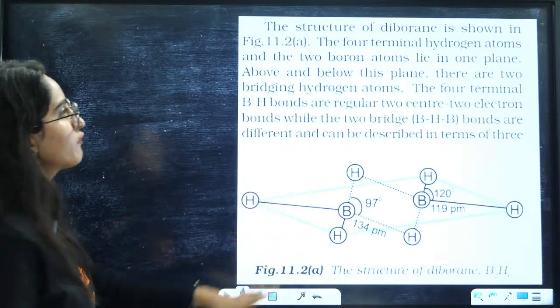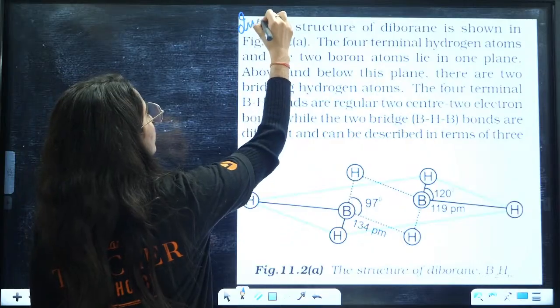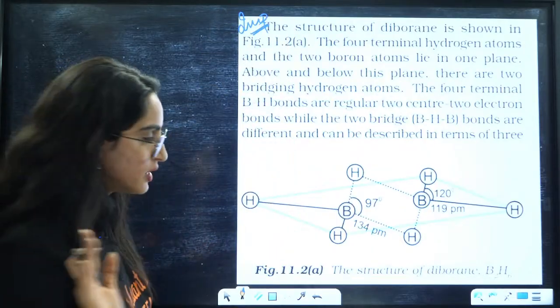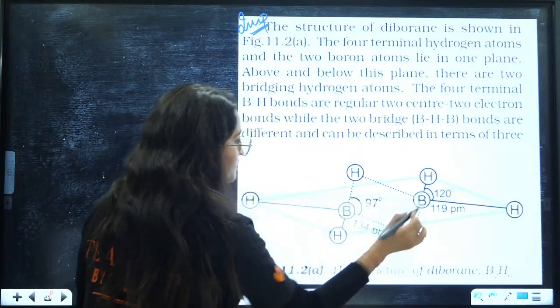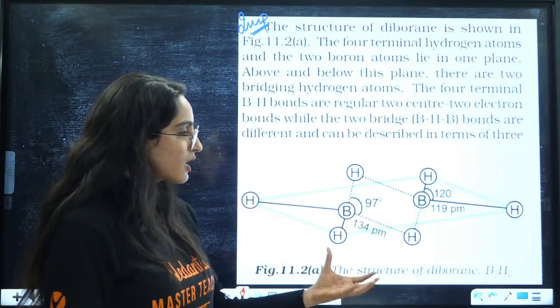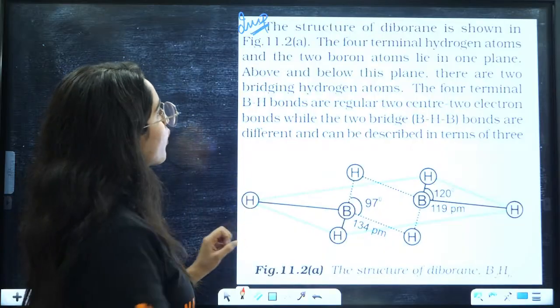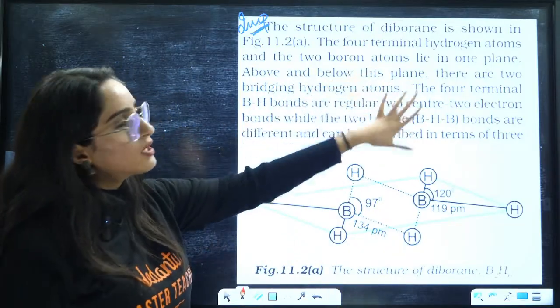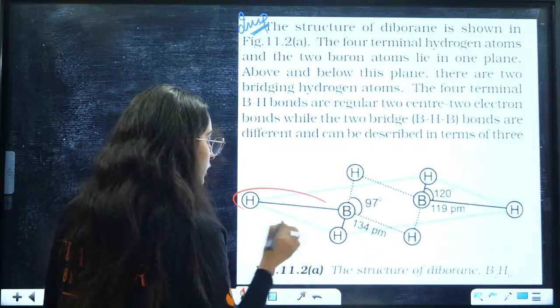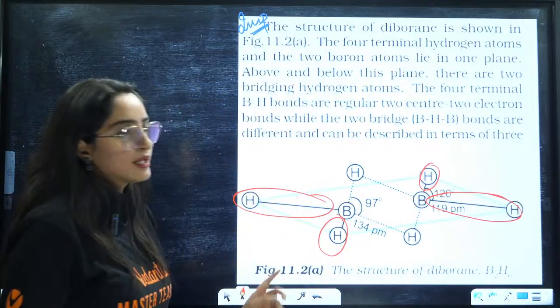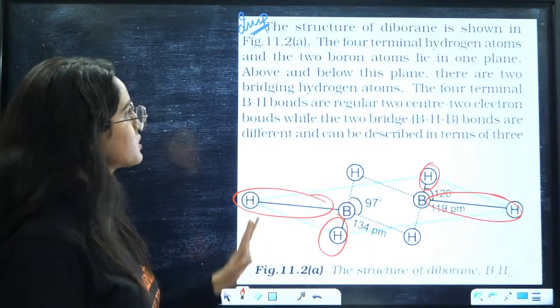Now is the structure of diborane, which is very important. They can ask you this so easily, and they have asked it many times, because here you will have different bonds. So basically, what are the different bonds? The 4 terminal hydrogens. They are talking about terminal hydrogen. This hydrogen, this hydrogen, these are the terminal hydrogens.